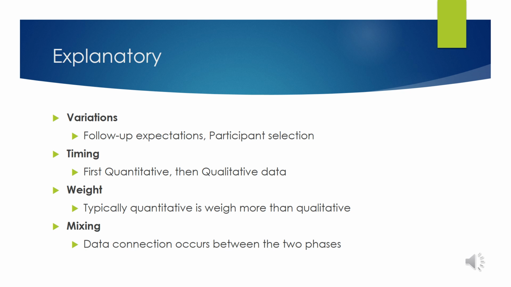In the explanatory design, one of the unique things is that it has two separate phases. So typically the quantitative data is collected first and then is analyzed. And it's typically considered the priority data set. That's the data that you really were trying to get. And then potentially a qualitative data collection may occur.